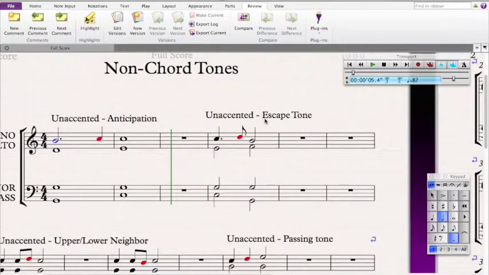The next non-chord tone we have is an escape tone, another unaccented non-chord tone. We're doing only unaccented non-chord tones right now. An escape tone is classified by being approached by step and being left by skip. So the first note here in the soprano is a C, and then the next is a D, that's the step. The non-chord tone is the D, and then from the D we leave by skip to the next chord tone. Now it's called an escape tone because originally the non-chord tone is moving in the direction, moving away from the next chord tone.